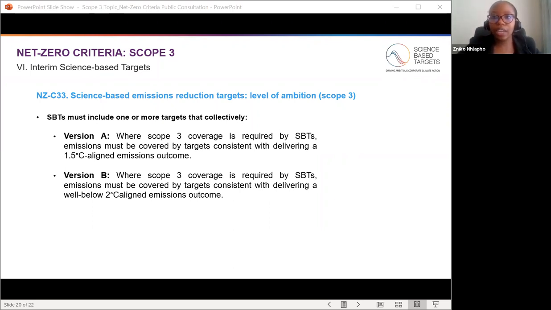Also to take note of is that to meet this criterion, emissions accounting based methods like the absolute contraction or SDA must be aligned to 1.5 degrees or well below 2C, as we've specified in the draft criteria, which does increase from the SBTi's current minimum ambition for Scope 3.